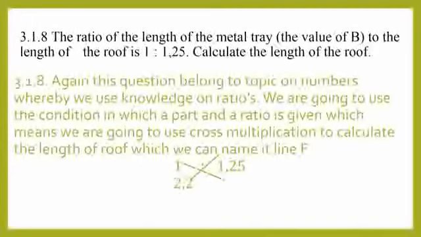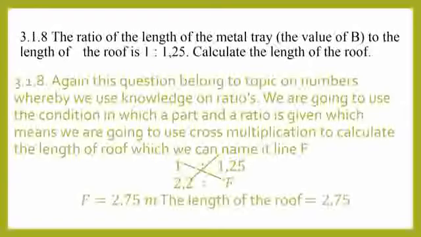And then what are you going to multiply? 1 is to 1,25, and then we are given B as 2,2, and F is unknown. So by cross multiplying, we'll get F as 2,75 meters, and therefore the length of the roof is 2,75 meters.